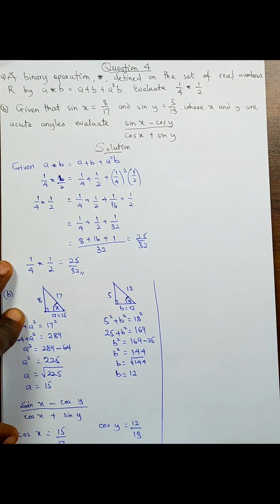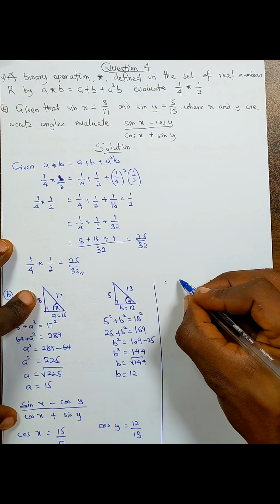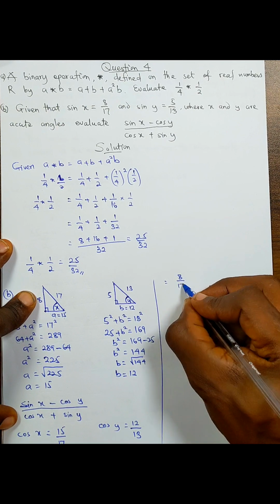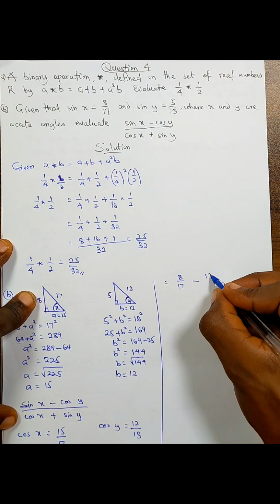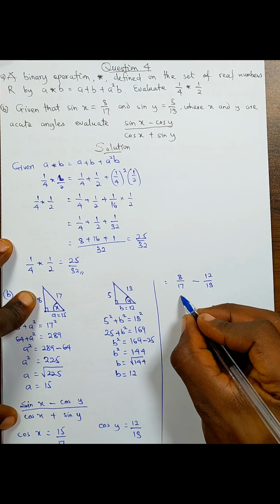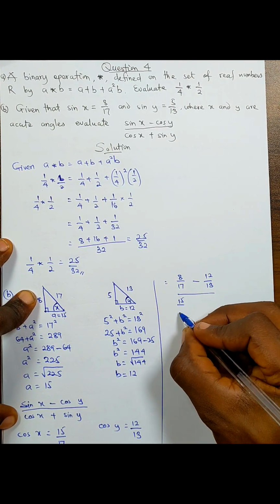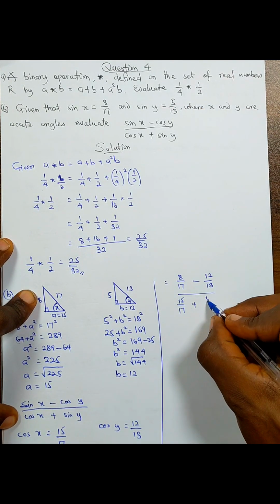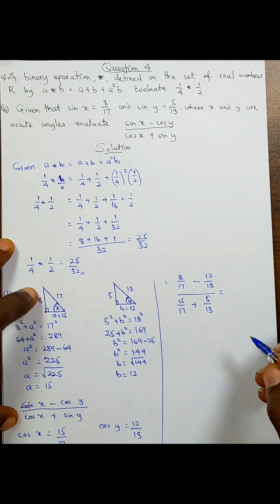Substituting the values of cos x and cos y into this expression, we are going to get sine x, which is already given in the question as 8 over 17, minus cos y, which we just found to be 12 over 13, all over cos x, which is also 15 over 17, plus sine y, which was already given as 5 over 13. So the rest is our algebra.